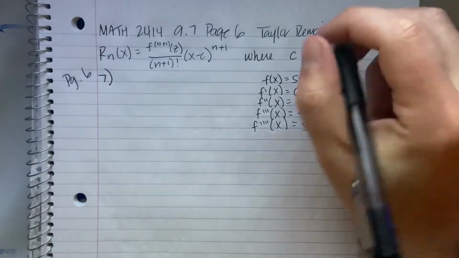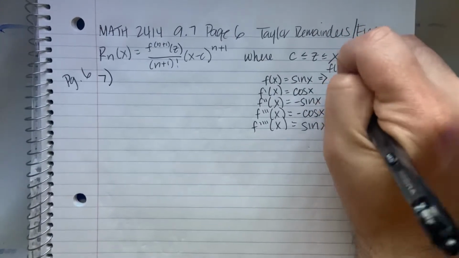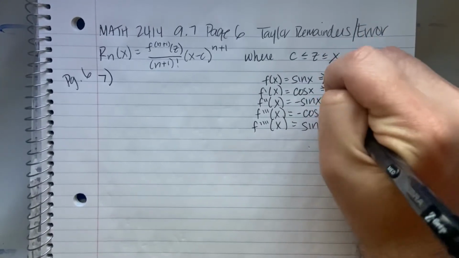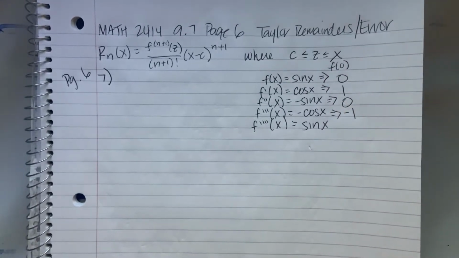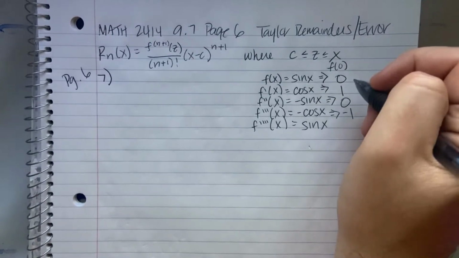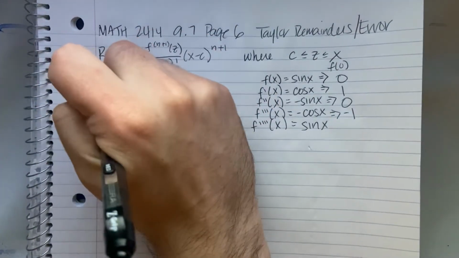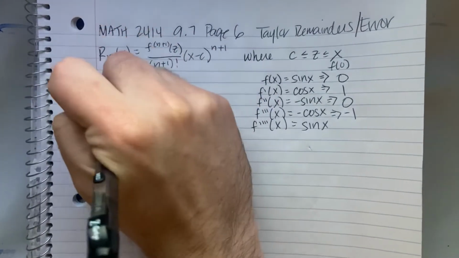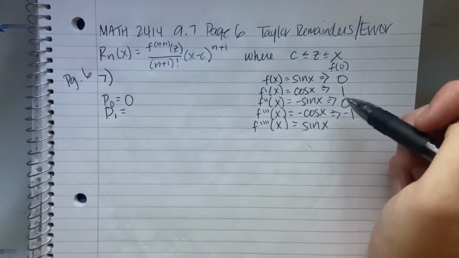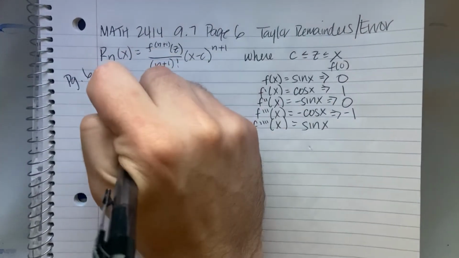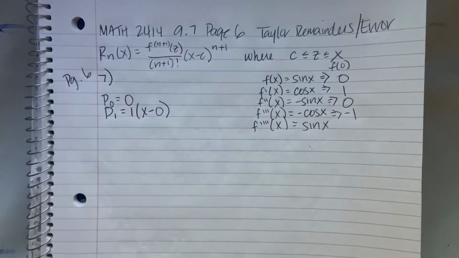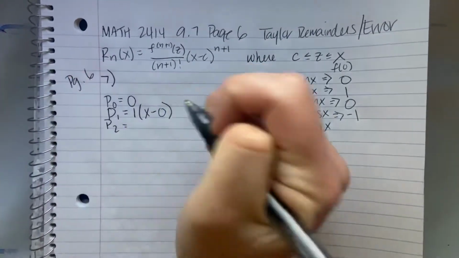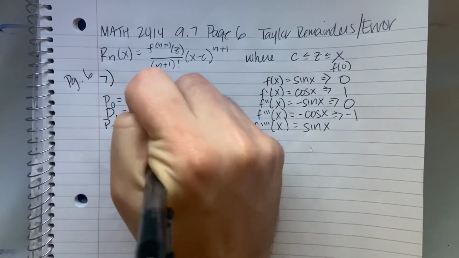So f of 0 is 0, 1, 0, negative 1. I don't need to plug it in for that one because we're just finding the polynomial right now. Okay, so that means my constant term is 0. My first one with an actual term is 1 times, technically, x minus 0 because it's a Maclaurin series. I get another 0 here, so it's still 1 times x minus 0.